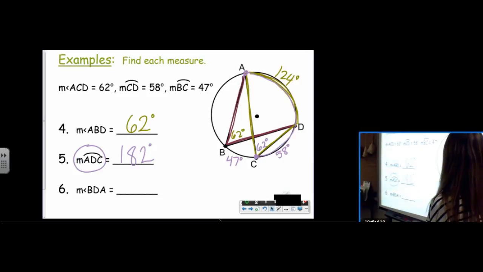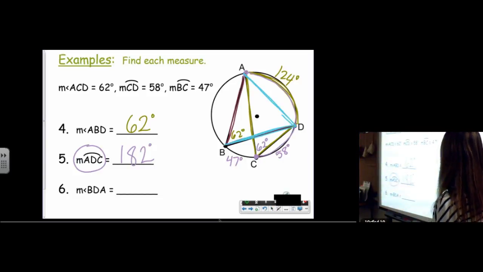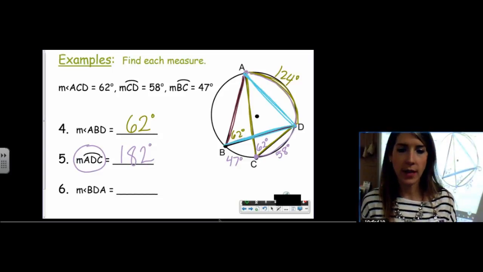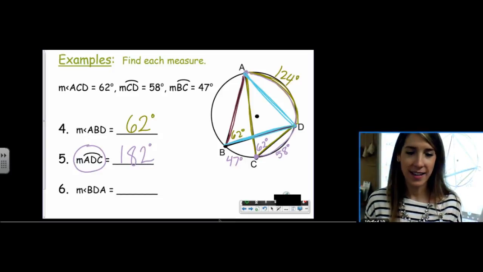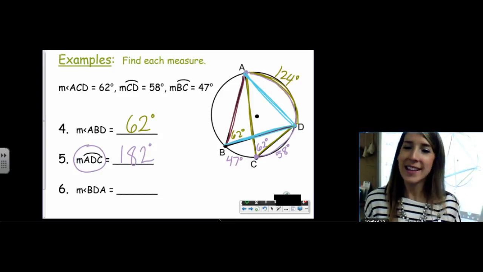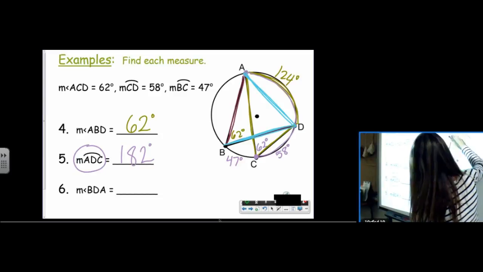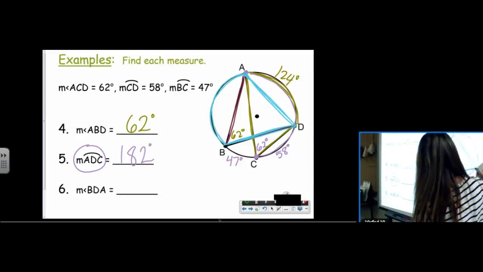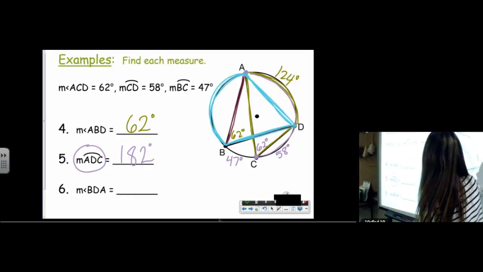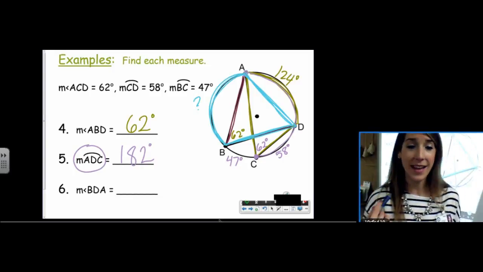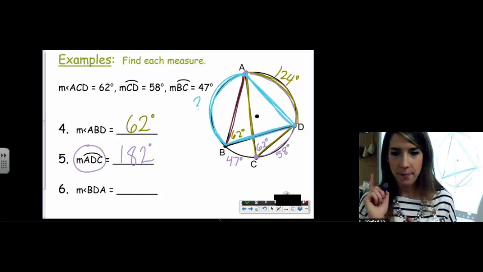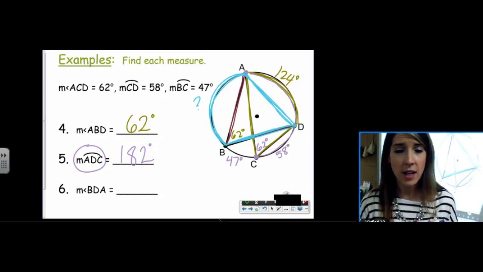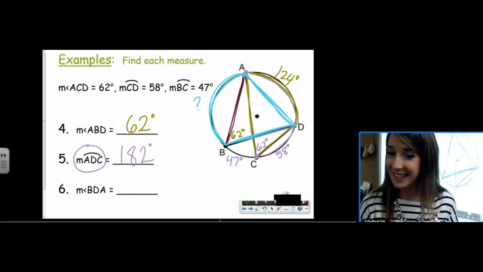Measure of angle BDA. Vocab word. Angle BDA is an, giving you a hint, starts with a vowel, inscribed angle. Inscribed angles are half of their intercepted arc. Kind of looks like an ice cream cone when you put it all together. We need to find the measure of that arc so that we can half it and find the measure of our missing angle. Yep, add 124, 58, and 47. Subtract it from 360. Very good.